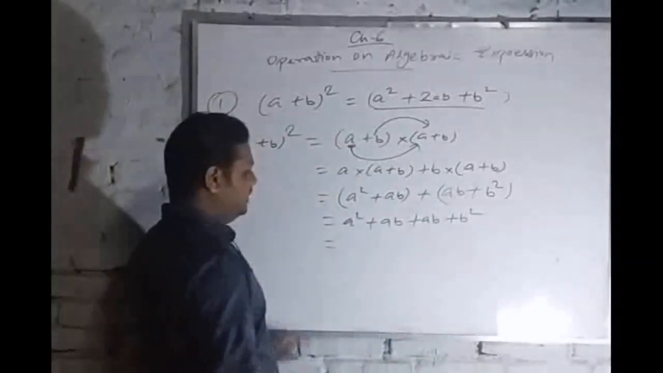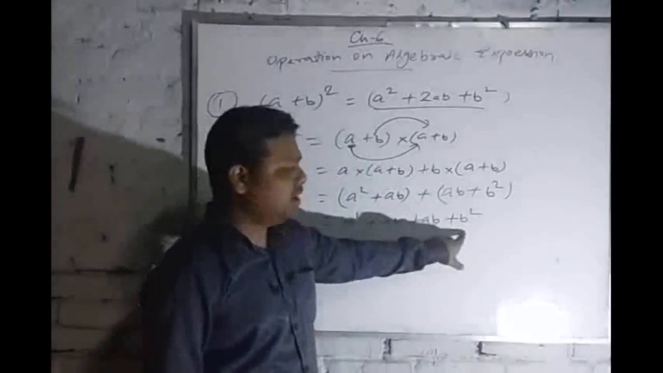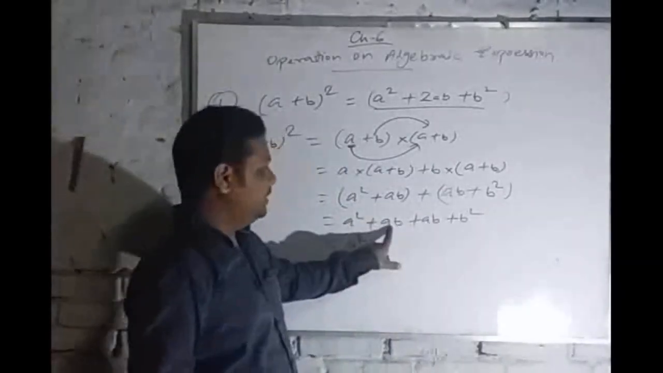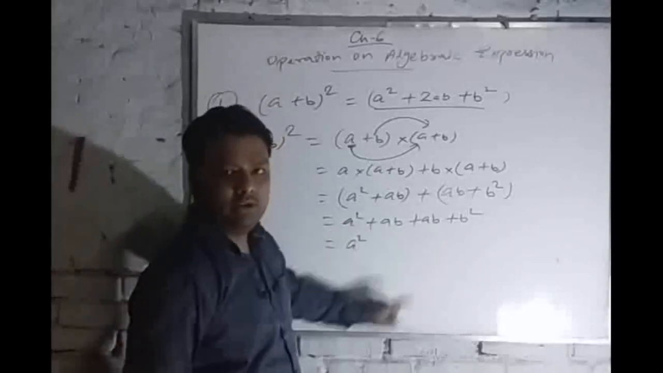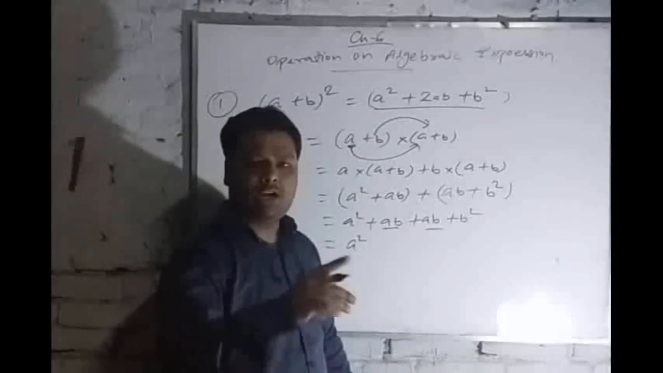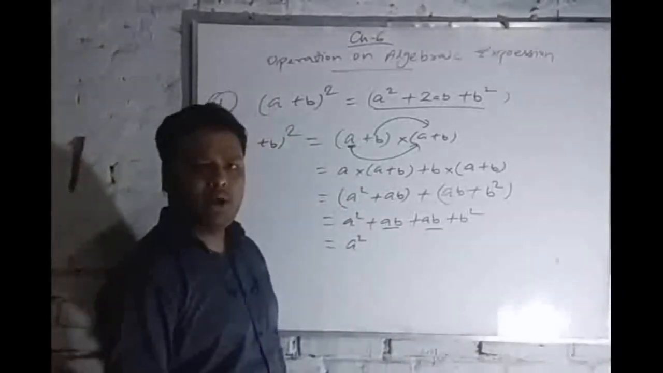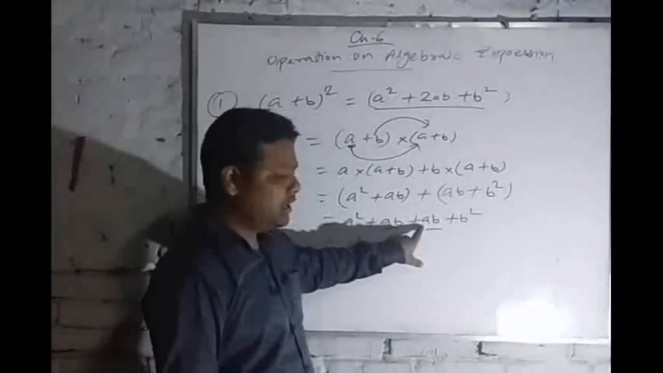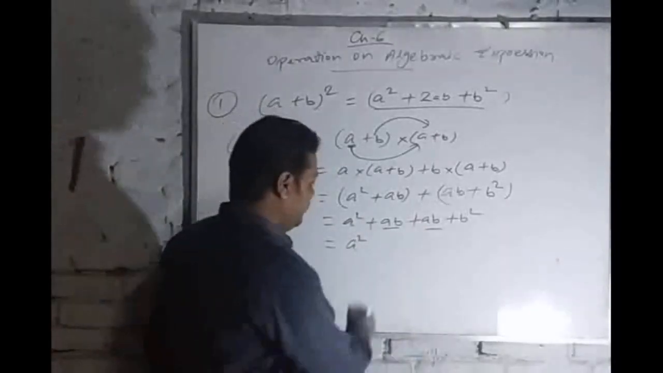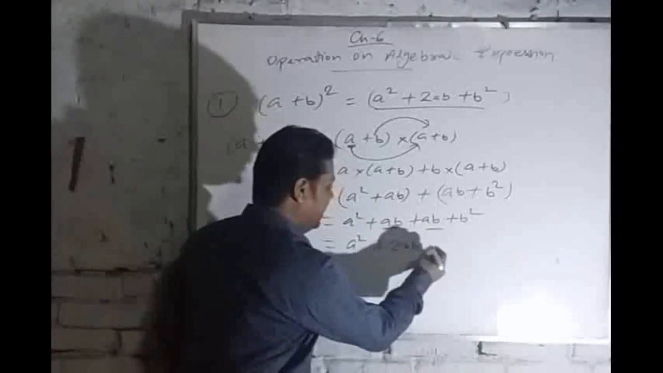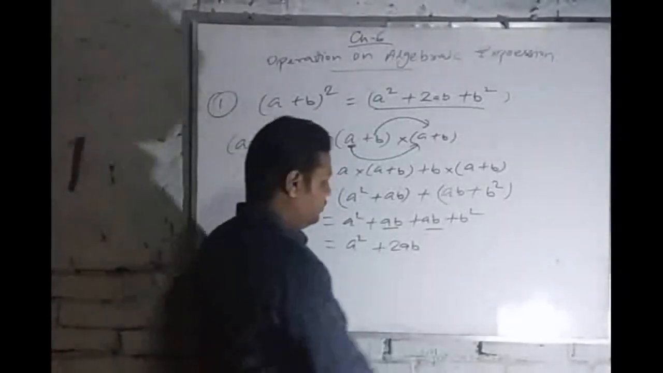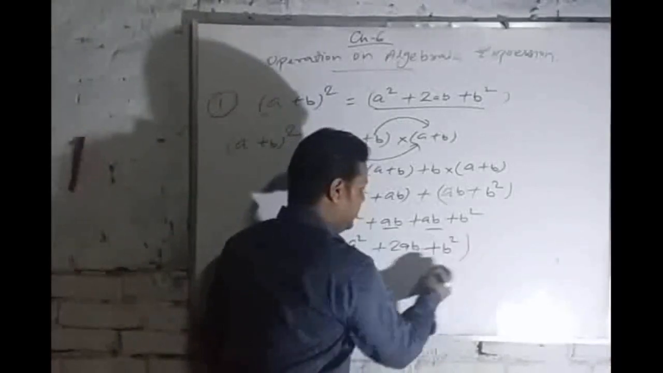Now here you can see a² and a², no, there is only one term, so a². ab: there is another like term? Yes, ab. There are 2 terms, ab and ab, and both have plus sign. That is plus plus plus. That is, we have to add 1 ab and 1 ab. That is 2ab. So we will write plus 2ab. And the last term is plus b², so we will write here plus b².